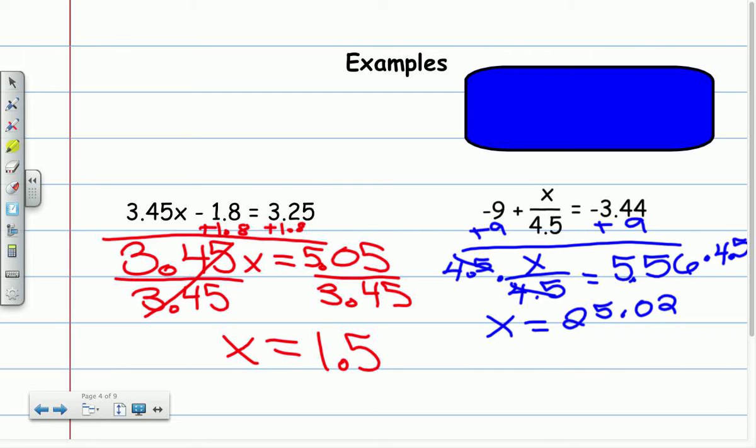Okay, so let me go through my steps. I move what's not connected. What wasn't connected is that negative 9. Okay, that's the first thing I moved. Again, what wasn't connected is this negative 9. So I moved that by doing the opposite. And then I was left with this fraction right here. And to move that divide, I multiply.